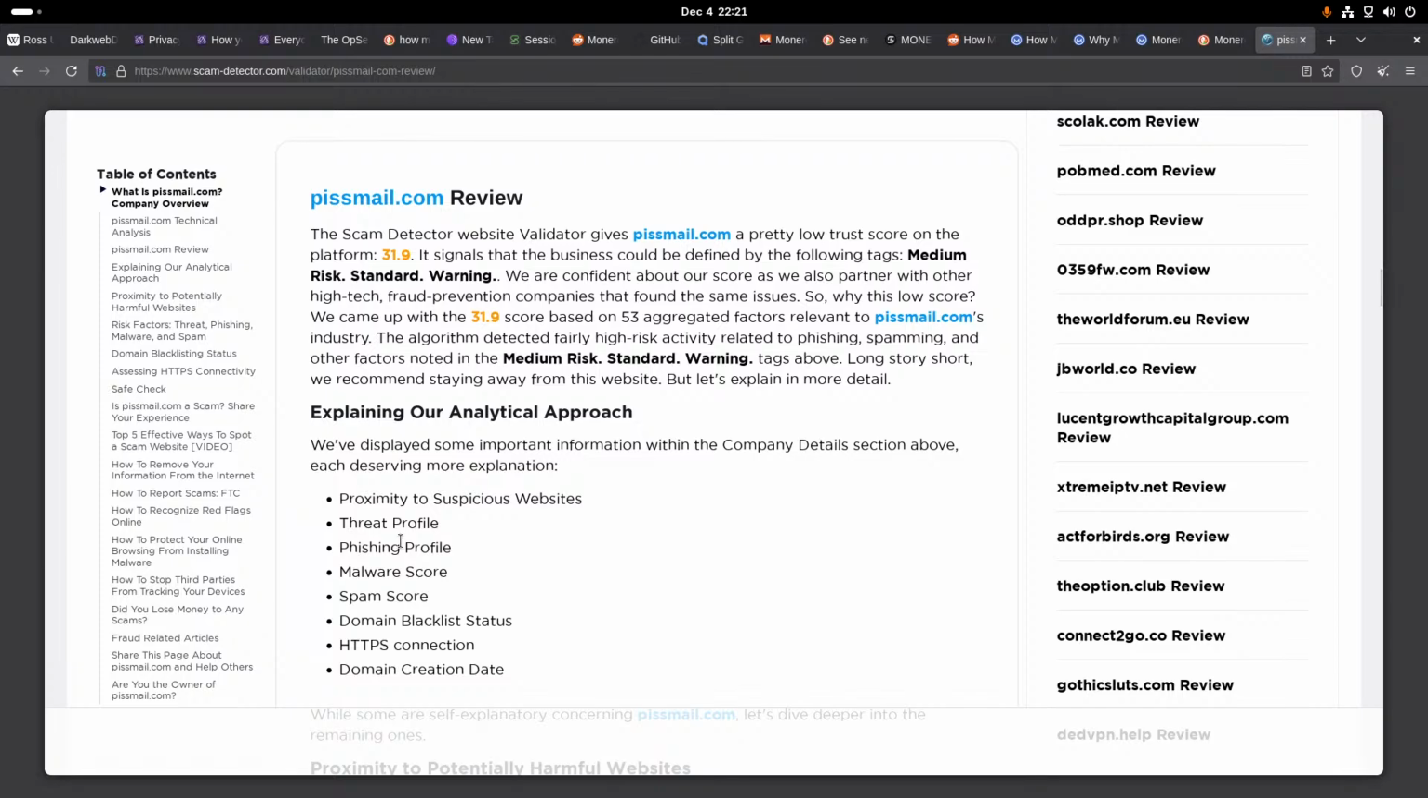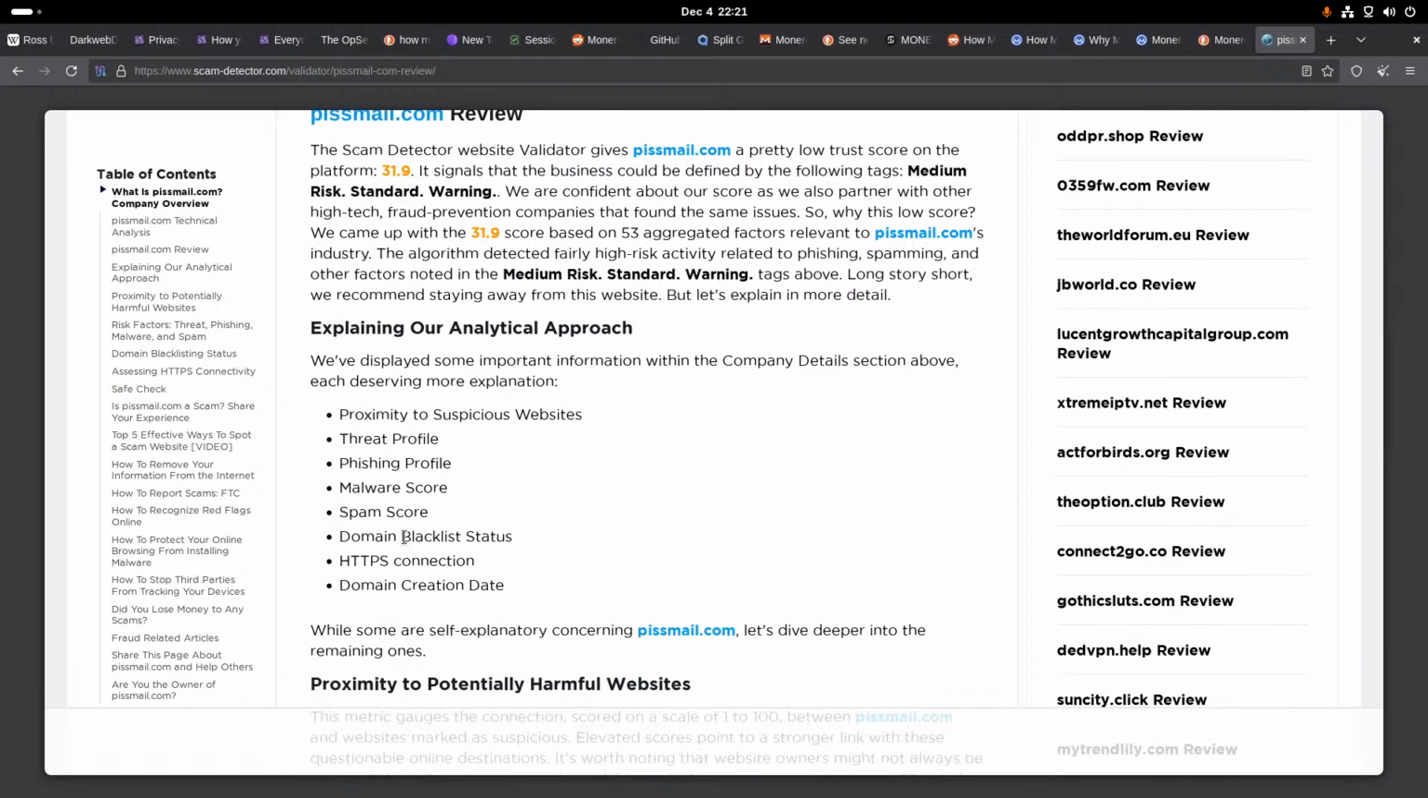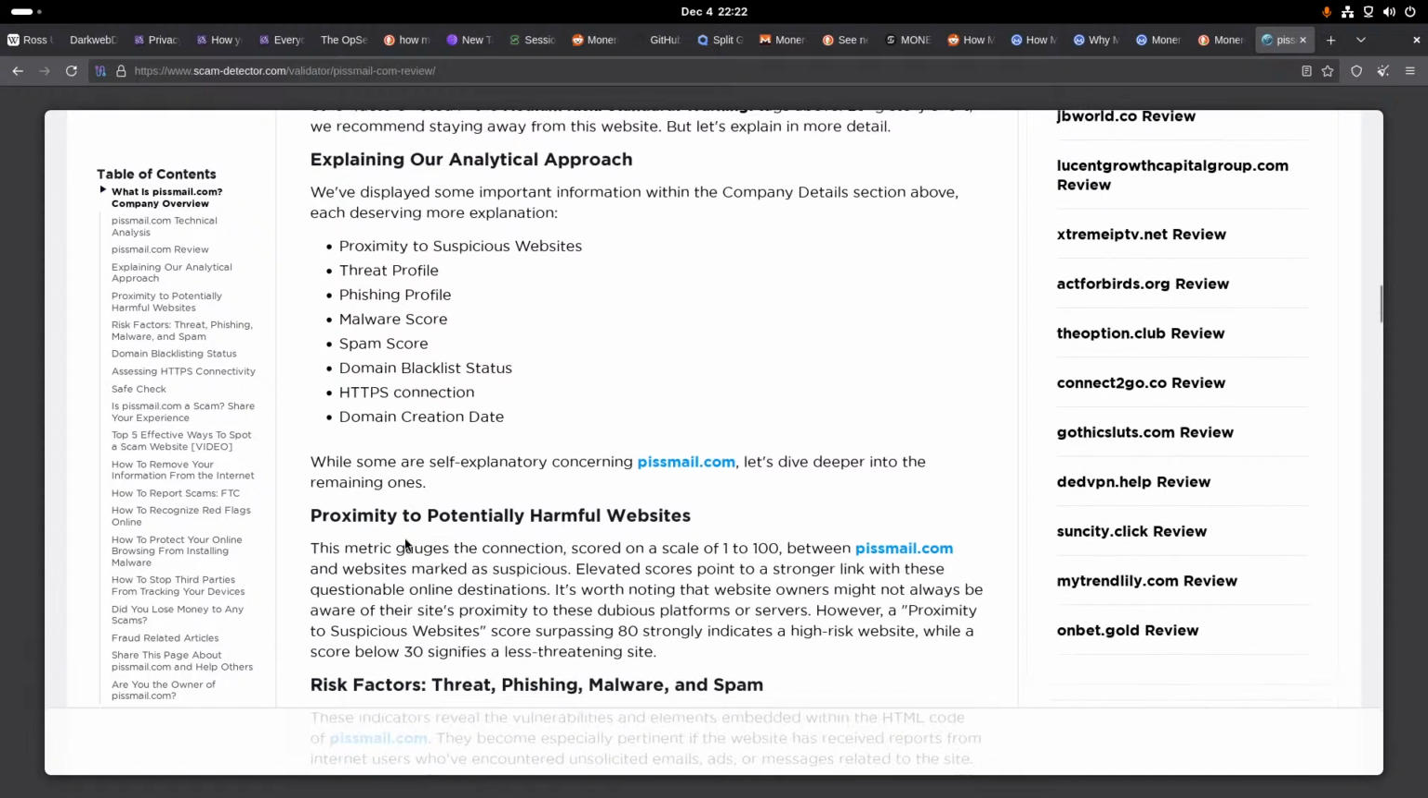We've displayed some important information with the company details above, each deserving more explanation: proximity to suspicious websites, threat profile, phishing profile, malware score, spam score, domain blacklist status. While some are self-explanatory to concerning, pissmail.com, let's dive deeper into the remaining.